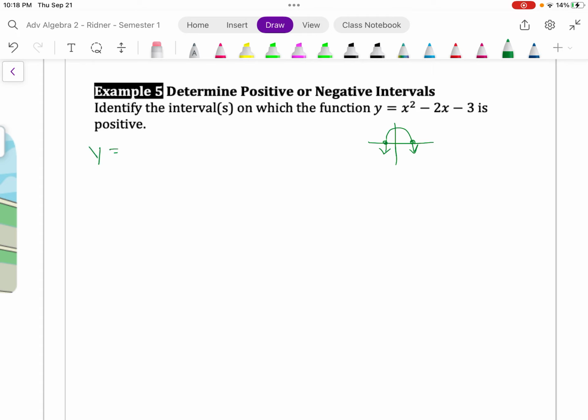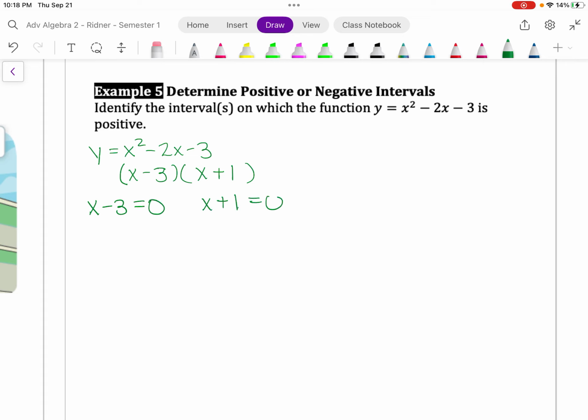Well, in the last example, we already factored this. Remember when we factored it, it was x minus 3 and x plus 1. We set each one equal to 0. So x minus 3 equals 0. X plus 1 equals 0. Okay, so my x-intercepts are -1 and 3.